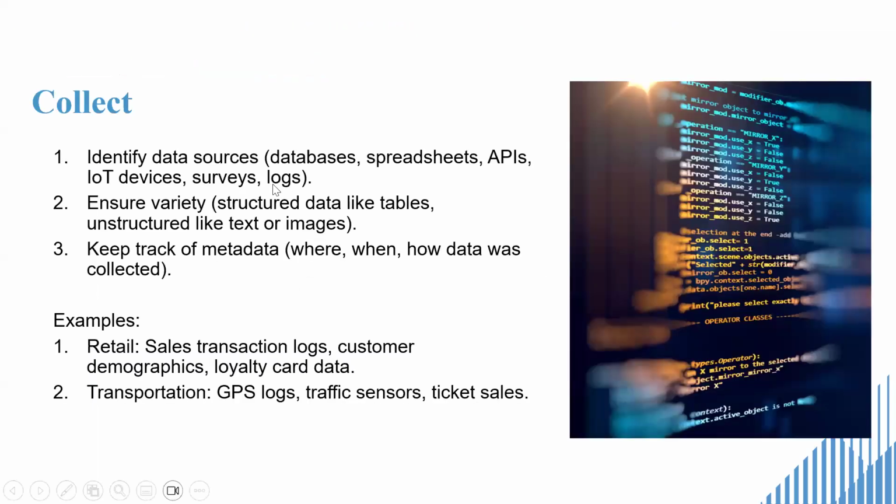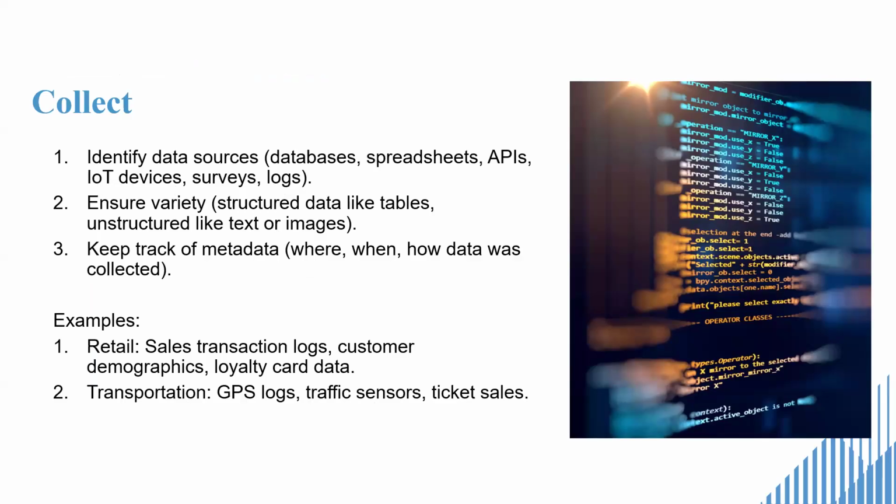Collect data. Identify data sources: databases, spreadsheets, APIs, IoT devices, surveys, logs, all these things. Ensure variety: structured data like tables, unstructured like text or images. Keep track of metadata: where, when, and how the data was collected. Because some people might be biased with the data. They might have manipulated the data.